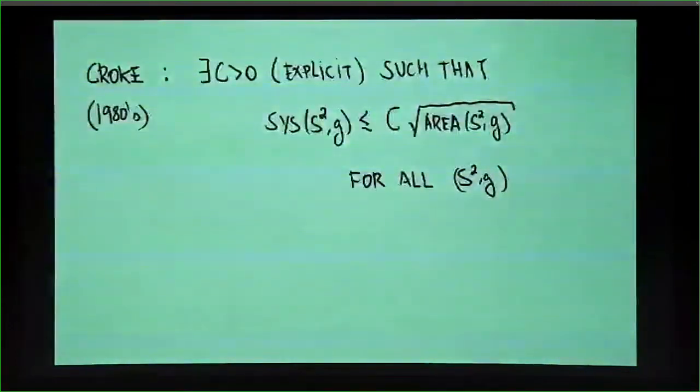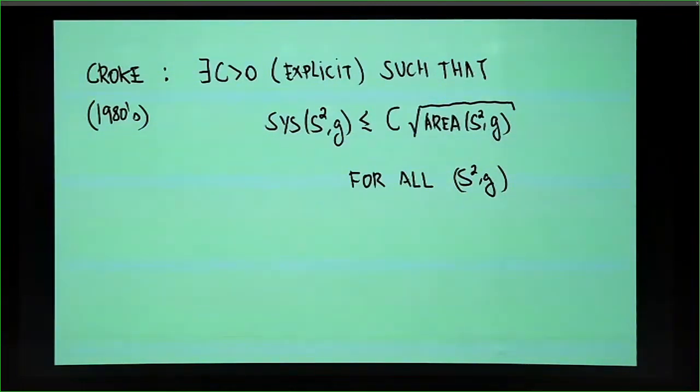Okay, so then Croke in the 80s came with this amazing theorem, which tells us that what we observed in the case of the ellipsoids is actually true for all Riemannian metrics. So what he proves is that if you fix the area of your Riemannian two-sphere, there is an explicit universal constant C that is an upper bound for the systole of this metric.